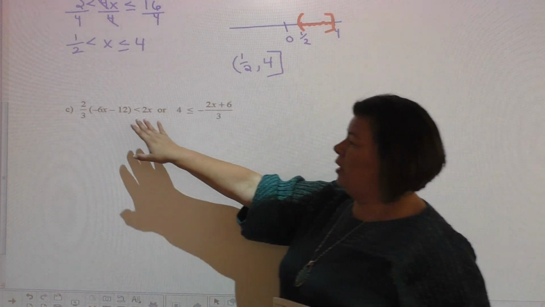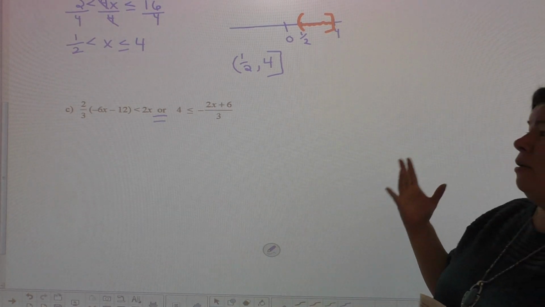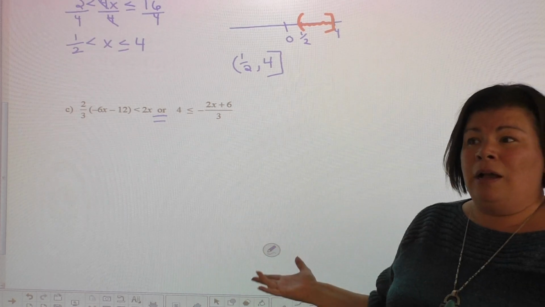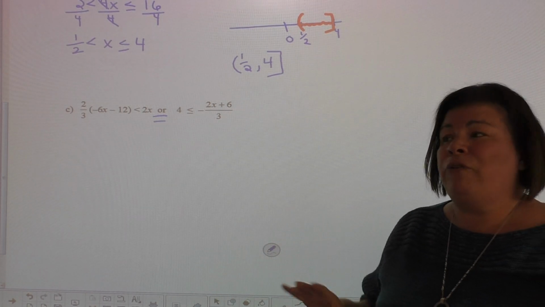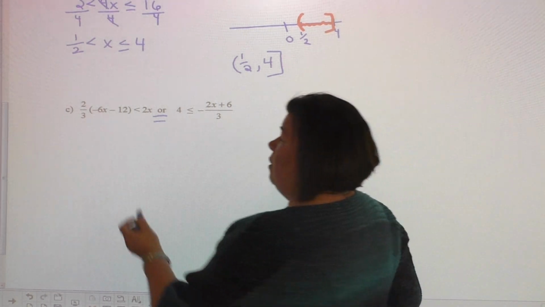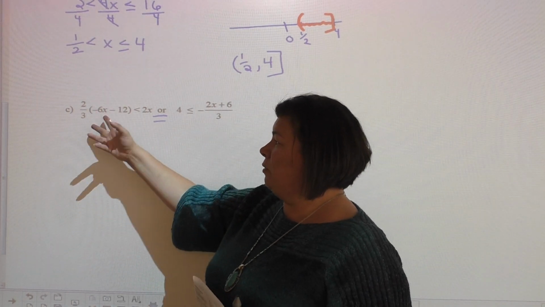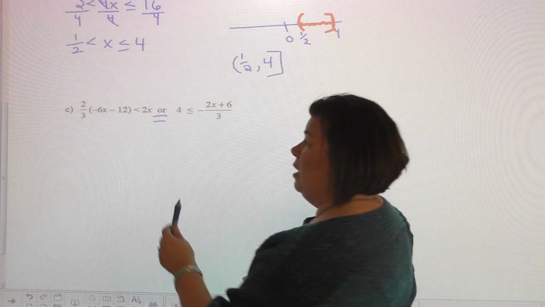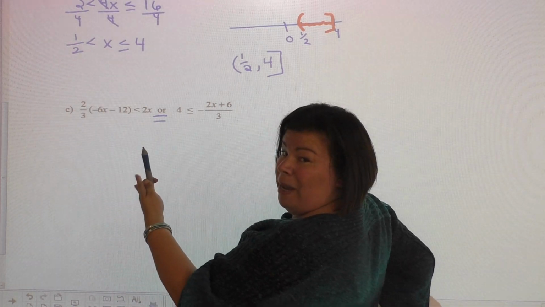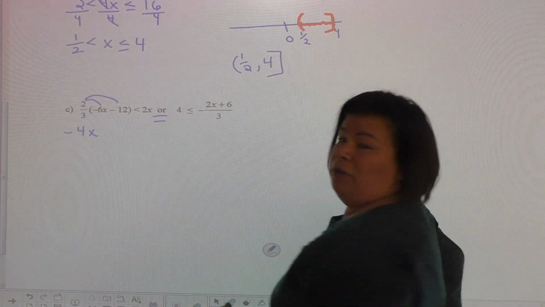We have an or statement. So in this case, we're going to do two separate graphs here and then see where, not where they overlap, because it's an or statement, so we actually want to combine them both. So I could get rid of the 3, but there's really no reason to, because it works out quite nice with less steps. If we just take 2 times negative 6x, which is negative 12x, and divide that by 3, which is negative 4x. So I'm going to distribute that 2/3 to everything.